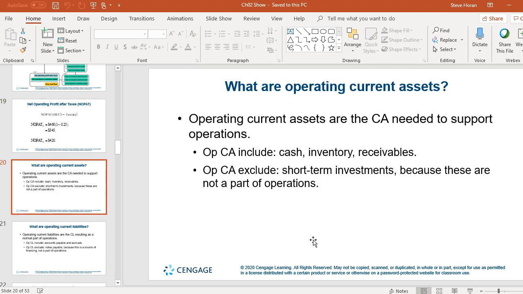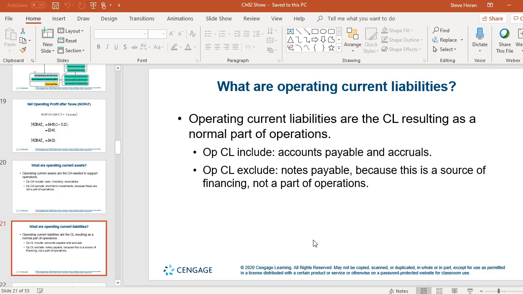That'd be the preference. What are operating current assets? Current assets are the current assets needed to support operations. They typically include cash, inventory, and receivables. We typically do not include short-term investments because that's just where a company will park extra cash if it has it, so it can easily tap into it if it wants to. But your cash, inventory, and receivables are your operating current assets.